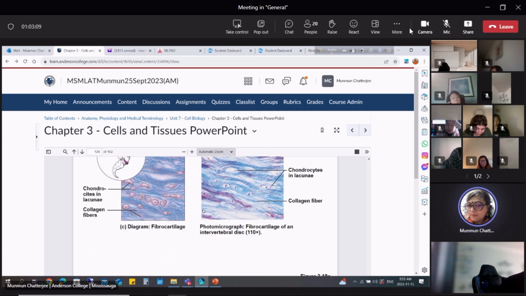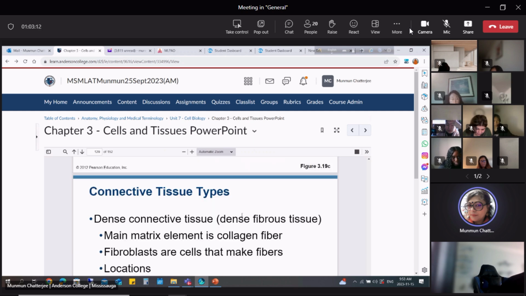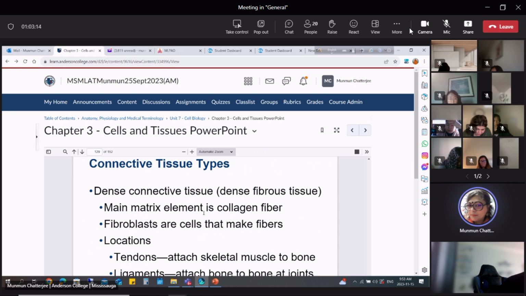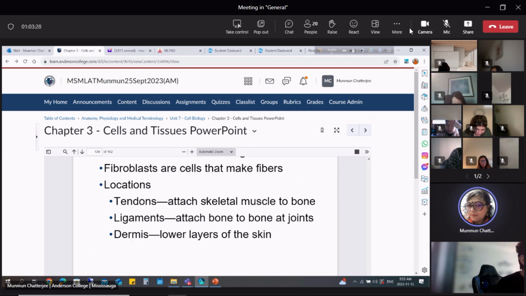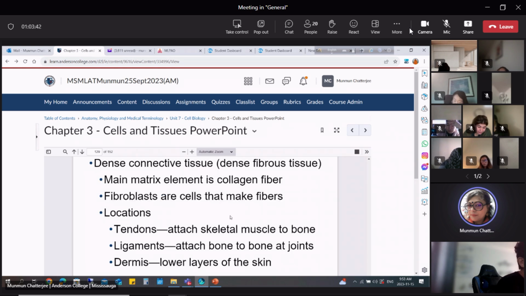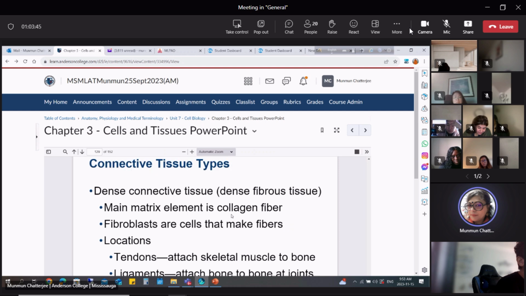So how does this look? Now we have another one. It's called the dense connective tissue. Its main matrix element is collagen fiber. Fibroblasts make the dense connective tissue, make the fibers. What are those? Tendons, ligaments, dermis. So we have the tendons, we have the ligaments, different types of slightly hard tissue. Those are formed from fibroblasts and collagen fibers. Those are called the dense connective tissue.